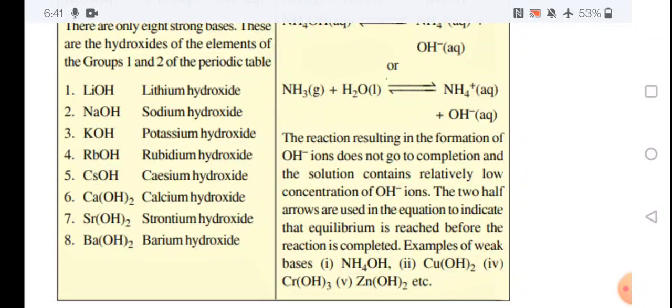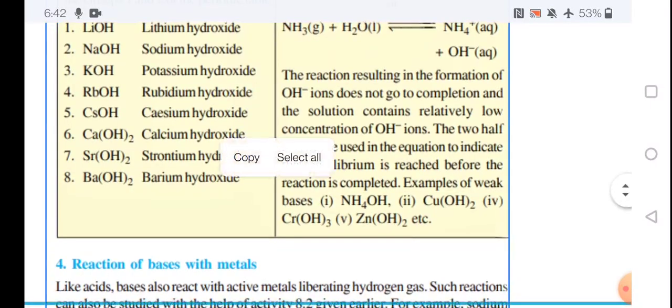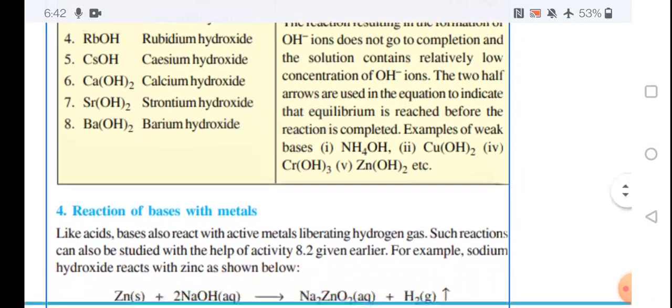The reaction resulting in the formation of hydroxyl ions does not go to completion, and the solution contains a relatively low concentration of hydroxyl ions. In the case of weak bases, the concentration of hydroxyl ions is low. The two half arrows used in the equation indicate that equilibrium is reached before the reaction is completed. Examples of weak bases: NH4OH, Cu(OH)2, Cr(OH)3 and Zn(OH)2, etc.